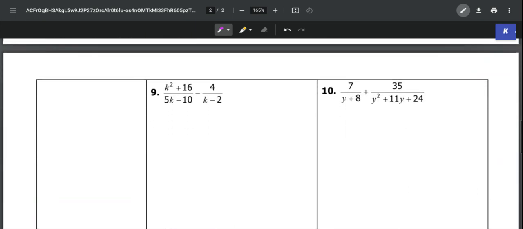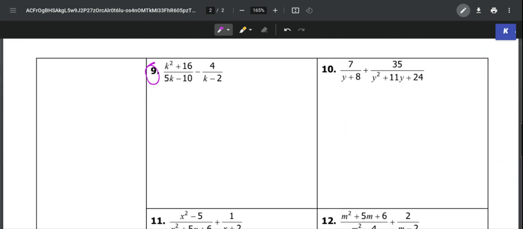So let's look at number 9. On number 9, sometimes it's going to be best to factor your denominator, because that's going to tell you what you need when you're creating your greatest common denominator, or I guess it would be the least common denominator. Either way, as long as you've got a common denominator, you'll be good. All right, so we've got k squared plus 16 divided by 5k minus 10, minus 4 over k minus 2. So we don't have the same denominator here. We need a common denominator.